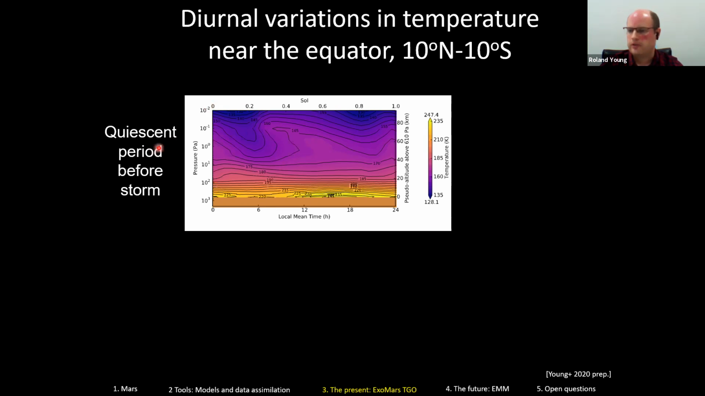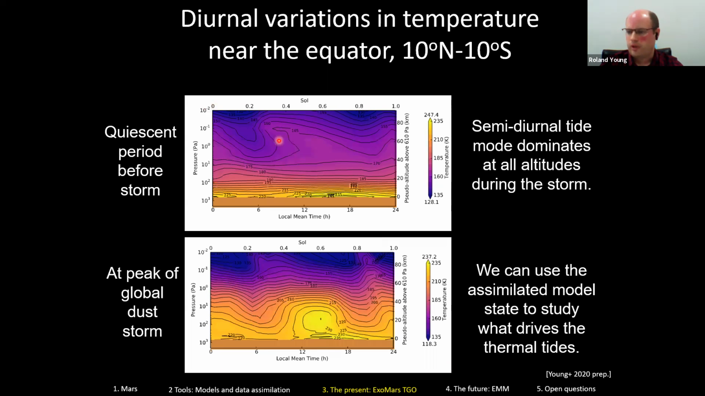So before the dust storm, this so-called quiescent period, there is an oscillation, which we can see here. You can see in the upper atmosphere, it's warmer here and cooler here, and warmer here and cooler here. This is called the semidiurnal tide. And this is an oscillation in temperature that occurs over a 12-hour period.